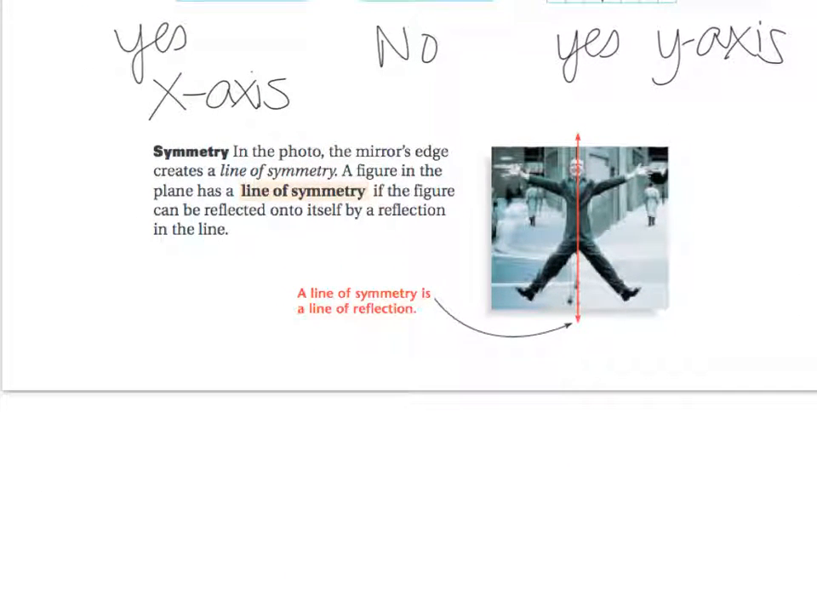Symmetry. This is a guy standing at the end of a mirror. The mirror's edge is that line of symmetry. It's where the figure can be reflected onto itself by this reflection line.